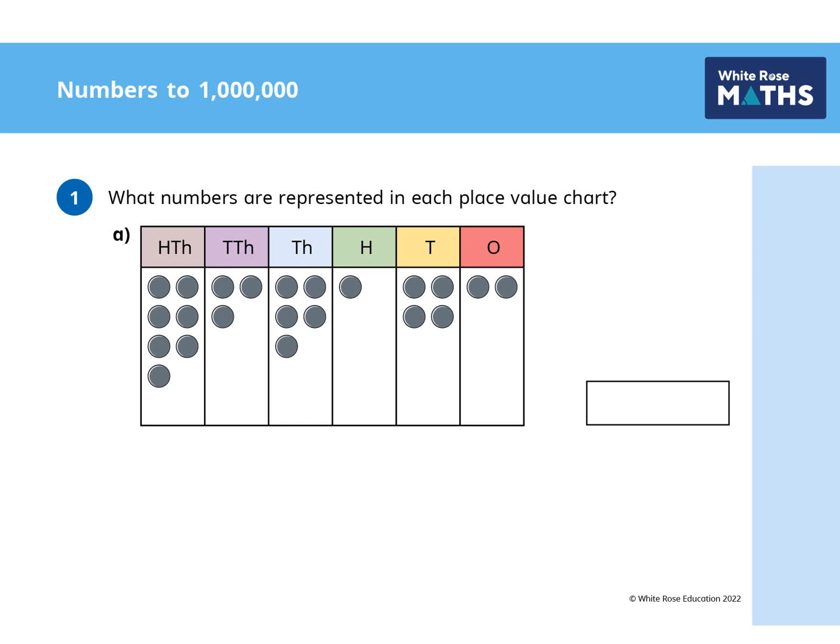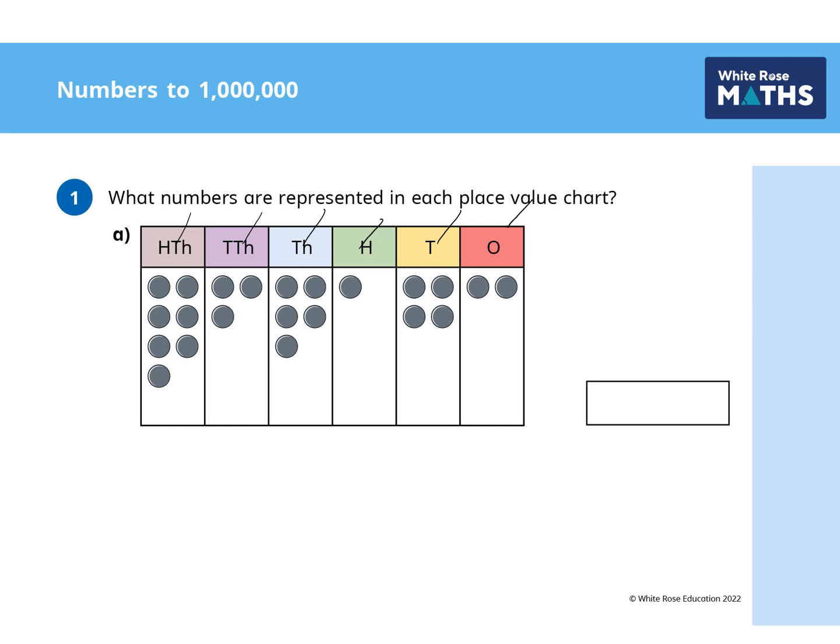Welcome to Numbers to 1 million. This is a Year 6 place value unit. What numbers are represented in each place value chart? Let's count our columns to see what number we're dealing with. We've got ones, tens, hundreds, thousands, 10,000s, 100,000s. It's a 6-digit number. Let's count our counters.